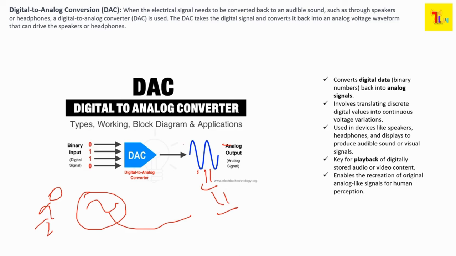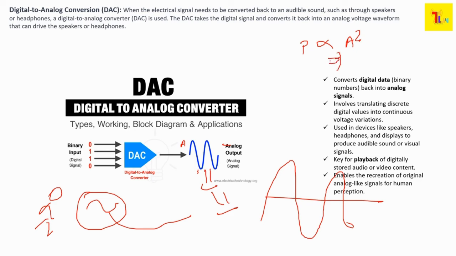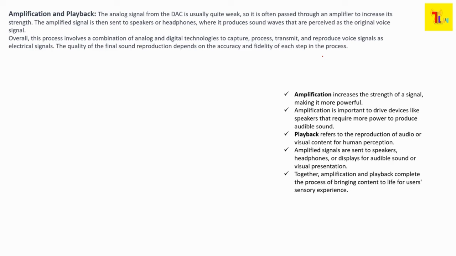Suppose the amplitude is A, and by amplification we increase it two times. The signal will look like this, because we increased the amplitude. Increasing the amplitude simply means we increase the energy of the signal, because the power of a signal is directly proportional to the amplitude squared, right? Speakers have ratings like 80 watt, 100 watt, 800 watt, and as per the requirement we can amplify the signal. But we are not changing the main attribute, meaning its frequency and so on. After amplification, we can play back.